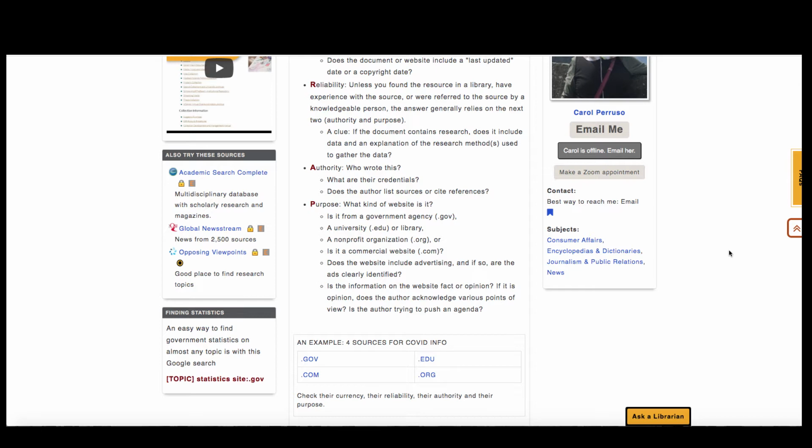Authority. Who wrote it? Who put it together? Who produced it? Who published it? What are their credentials? Does the author list their sources? Do they cite references?